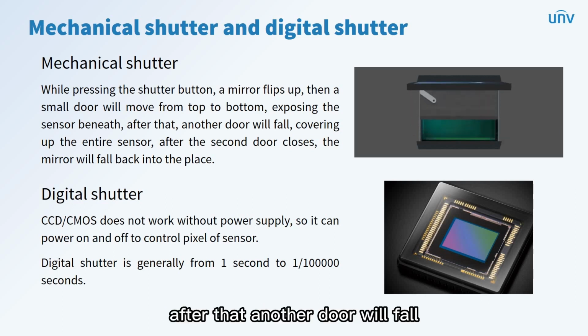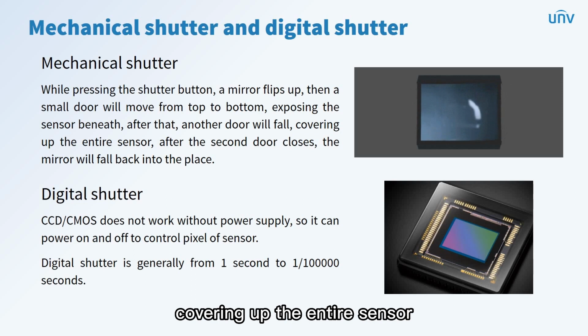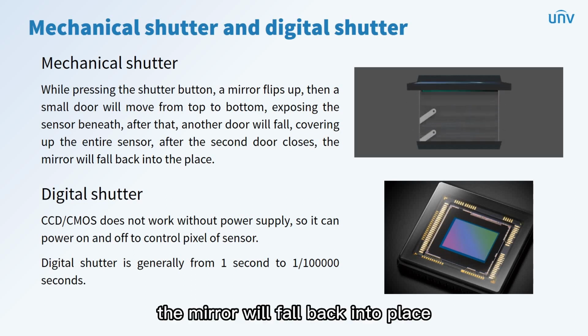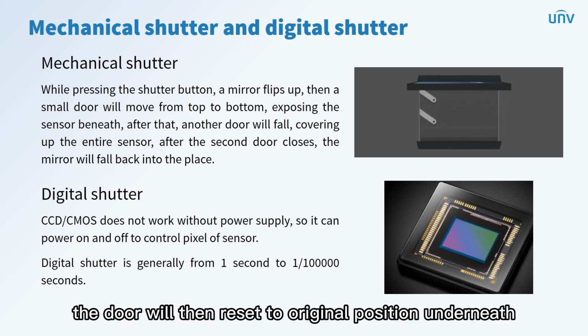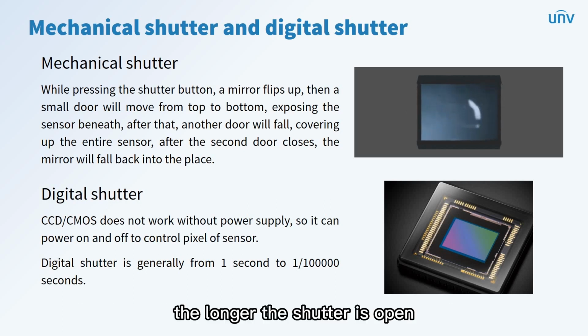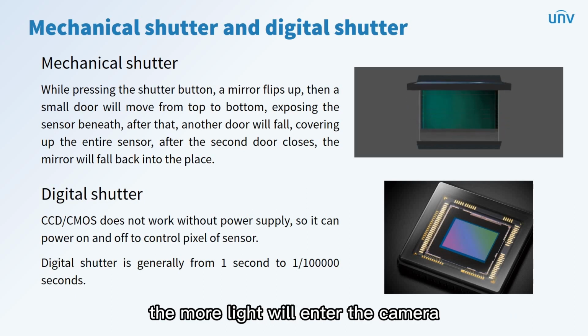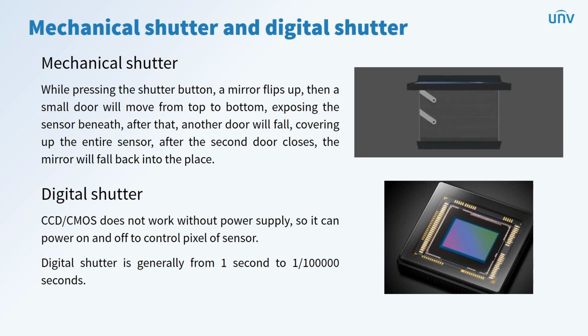After that, another door will fall, covering up the entire sensor. After the second door closes, the mirror will fall back into place. The door will then reset to its original position underneath. The longer the shutter is open, the more light will enter the camera.